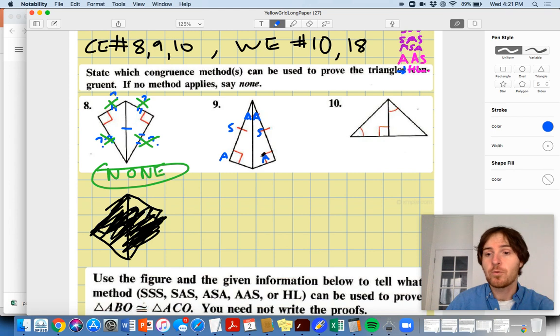They measure 90 degrees, therefore they're equal to each other. So those angles are congruent. So this could be ASA, or it could be HL.